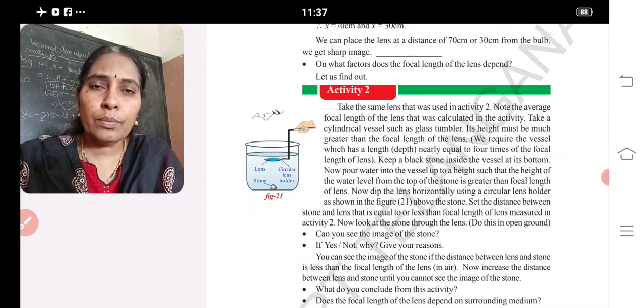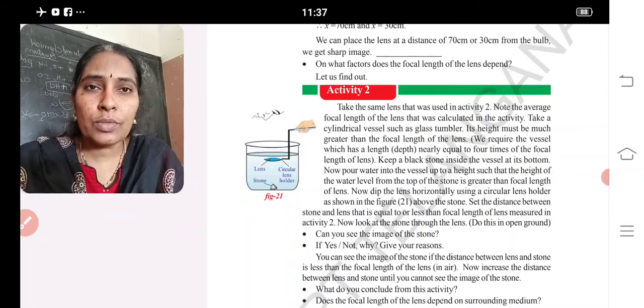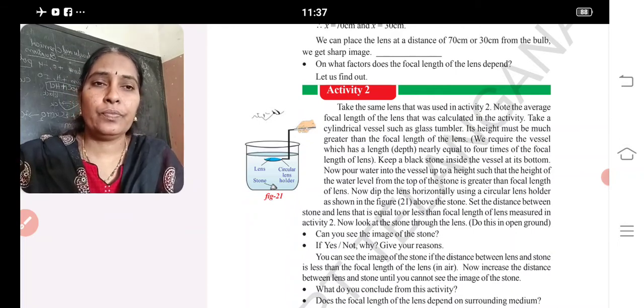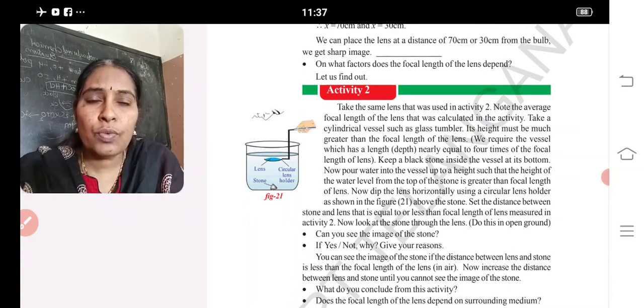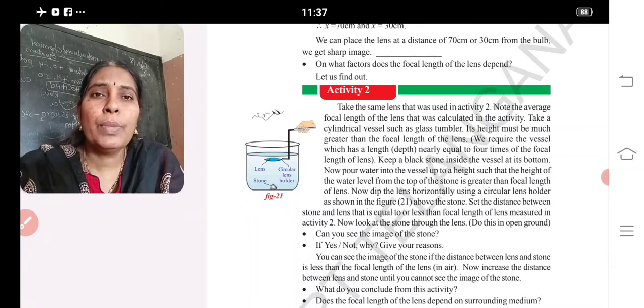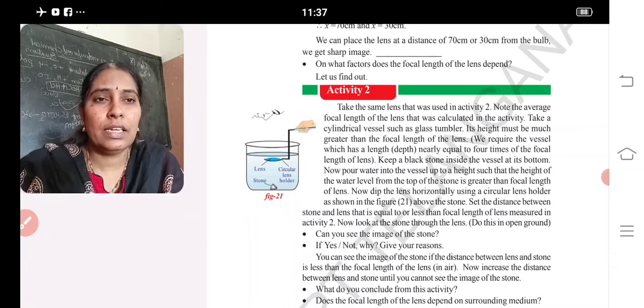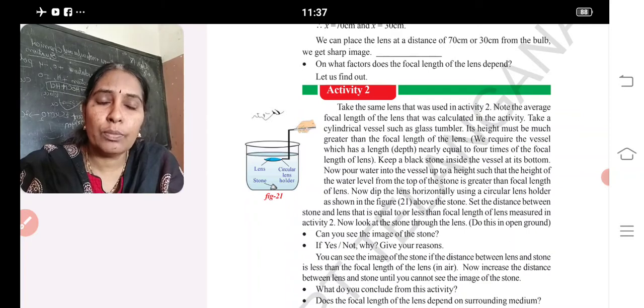In the bottom of that beaker, you arrange one black stone. Now just lift up the lens with the help of a lens holder such that you cannot see the image of the stone. So what you are observing is, as the distance is increasing, we are not able to see the image. So from this we can say that focal length depends upon the nature of the medium or material.